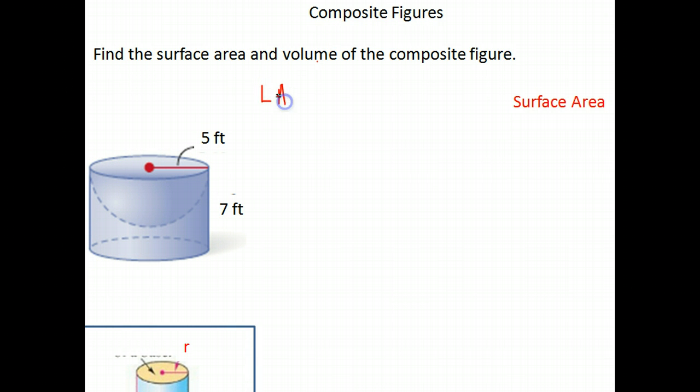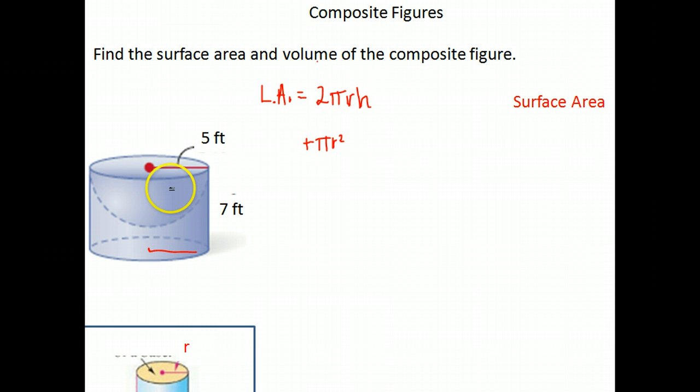For our cylinder, we're going to want the lateral area, which hopefully you've written down the formulas for in your notes. The lateral area of a cylinder is 2 times pi times the radius times the height. We're going to add to that this one circular base, so we want the area of that circle. The area of a circle is pi times radius squared. That would give me the sides and the bottom.